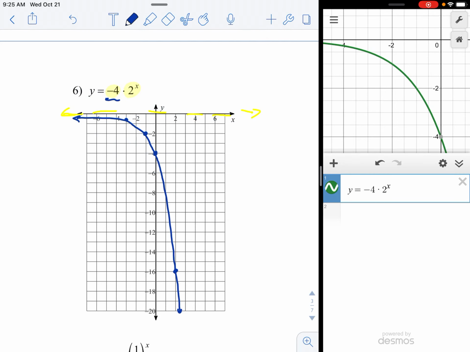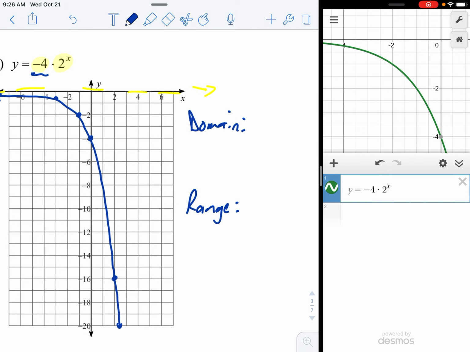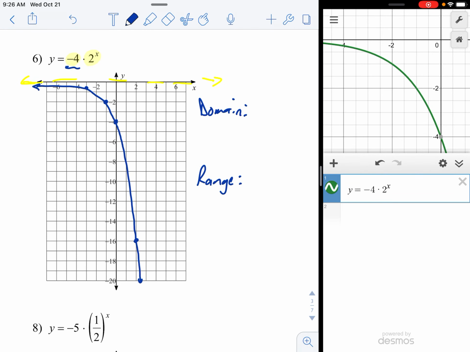The domain, so I'm going to ask you to do the domain and range. I will edit the answer key so you can check yourself on this paper. The other paper probably won't have it because I don't edit those. I just edit the one that I'm working on right now.